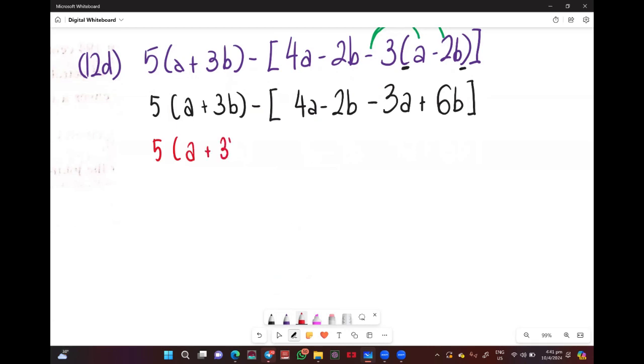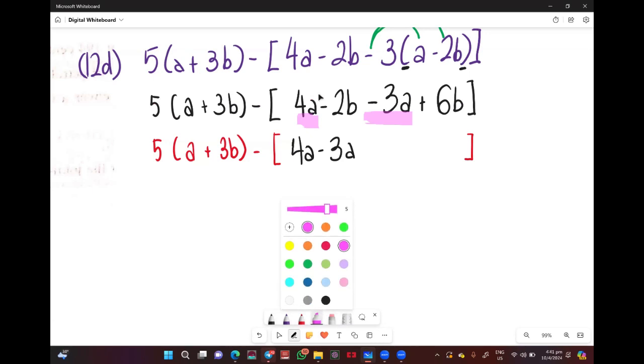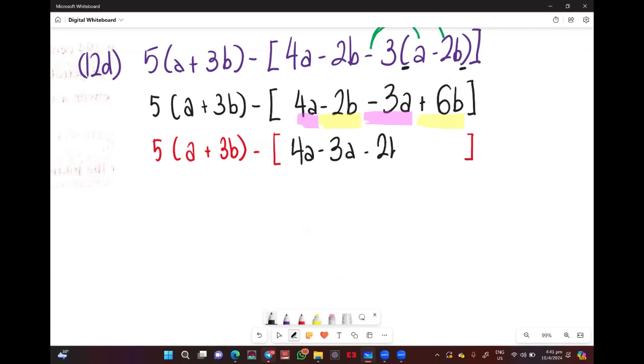Now, so what you want to do is, of course, focus on whatever is inside. What can I do for inside first? I can make sure the same family sit together, right? 4a with minus 3a. Am I making sense? All right, so we write down 4a minus 3a. What else? We have minus 2b plus 6b. Okay, I say that again. Minus 2b plus 6b. Is this something that you can understand?